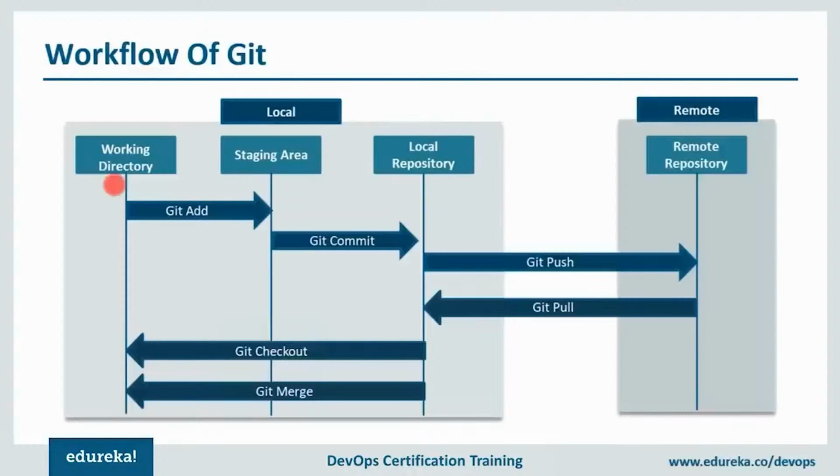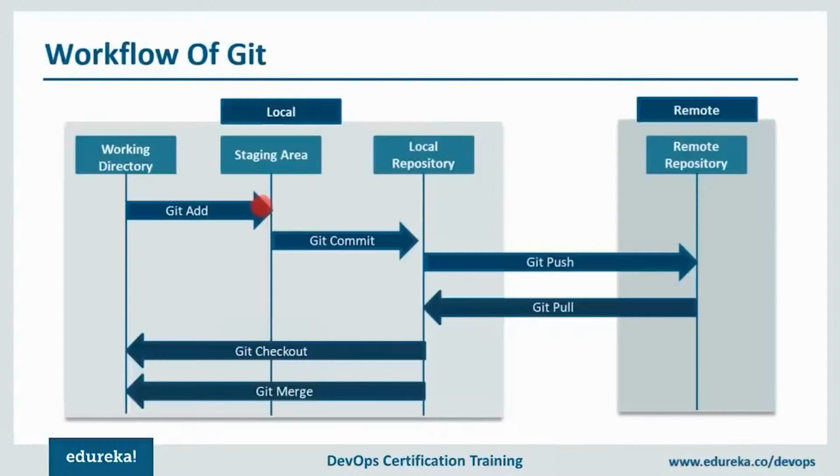Now what I'll do is, I'll perform the git add operation here. Because of this git add operation, whatever was there in the working directory has been put into the staging area. Now you can visualize the staging area as the place between the working directory and the local repository.